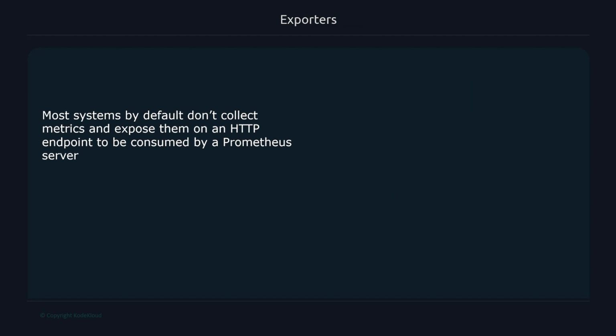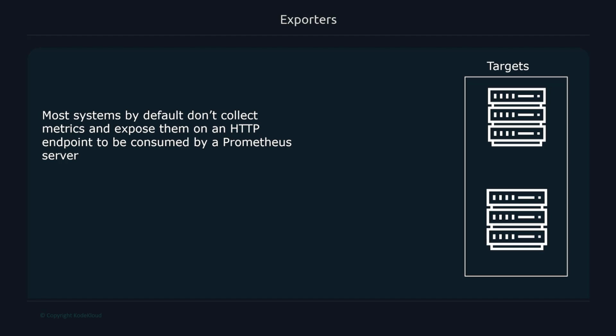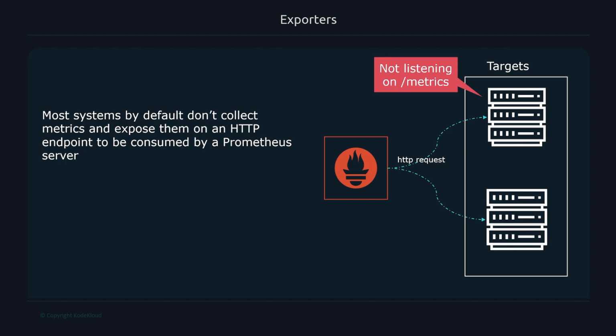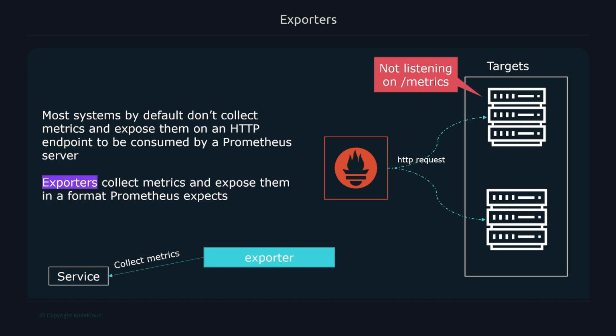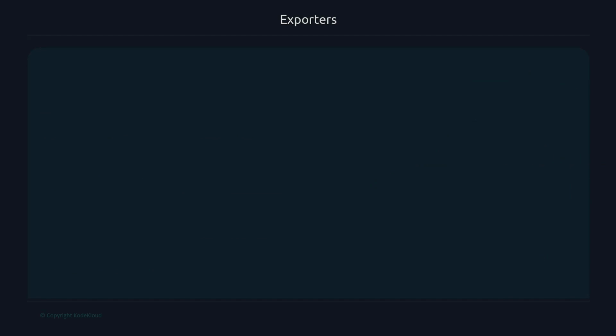Now, most systems by default don't collect metrics and expose them on an HTTP endpoint to be consumed by a Prometheus server. So what we'd have to do is install a specific process called an exporter. An exporter collects metrics from a specific service or application or system. It takes the metrics, converts them into a format that Prometheus expects, and then exposes a /metrics endpoint so that Prometheus is able to scrape that data.